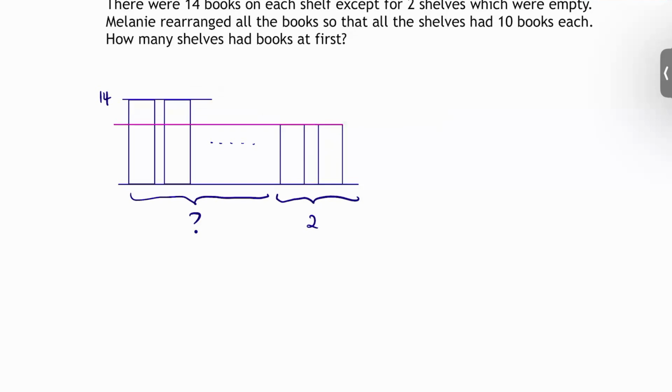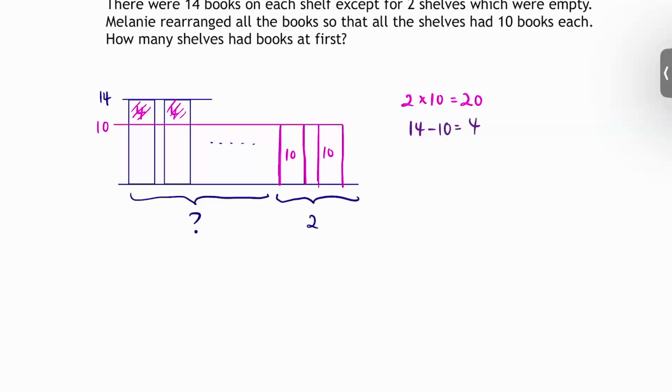Where did the 10 books come from? There were 2 empty shelves, right? It didn't just magically appear from somewhere else. So they needed to have come from the 14 books on each shelf that have now been reduced to 10. So you're removing 4 from each shelf, and each of these is being rearranged here. Okay? So if there are 10 here, we take 2 shelves of 10, the 20 books. Where did the 20 books come from? They came from the 14 books becoming 10 books.